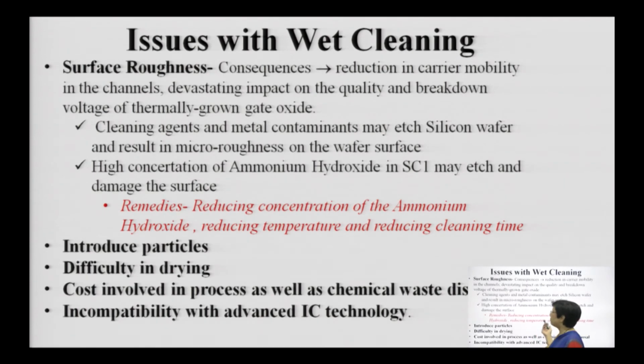Now, what are the issues with wet cleaning? There are several issues related to wet cleaning. Most important is that the residual chemicals used are a major problem in disposal. There are other hazards also. Any excess exposure can create surface roughness. Cleaning agents and metal contaminants may etch the silicon wafer and result in micro roughness. High concentration of ammonium hydroxide, as I told you, can result in pit creation. Additional particles can be introduced. There is difficulty in drying those wet etchants.